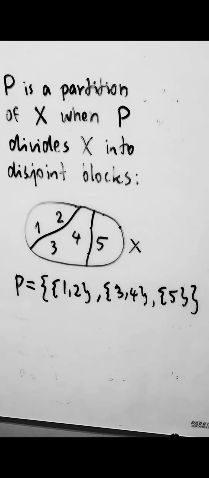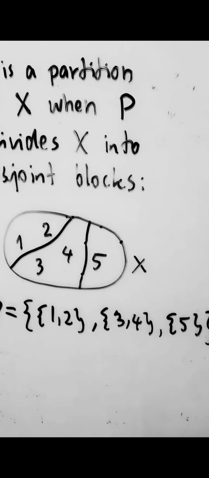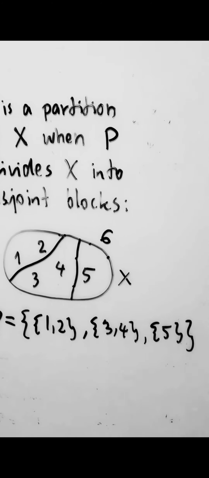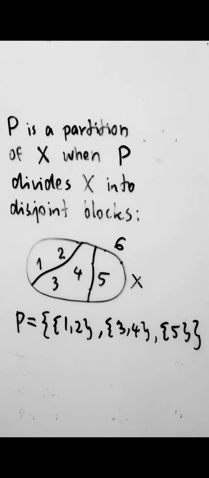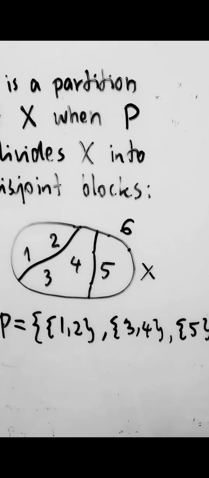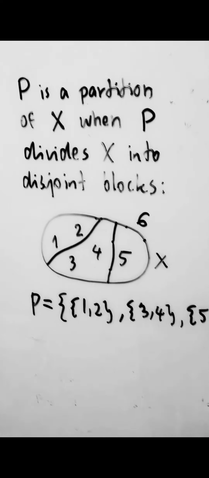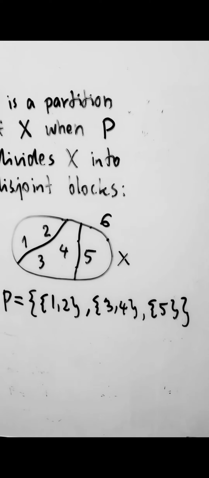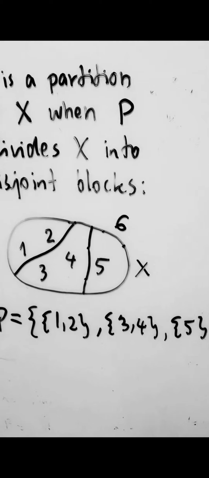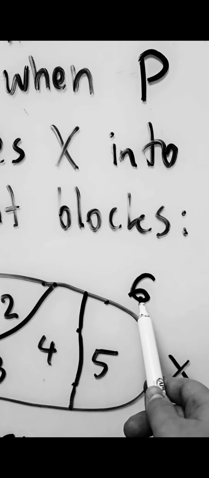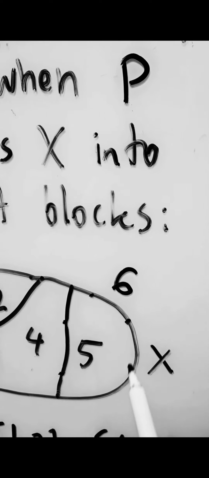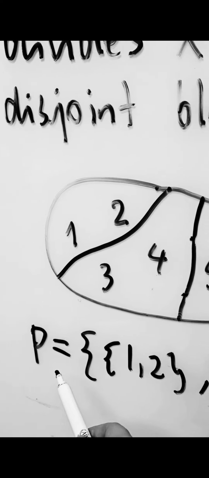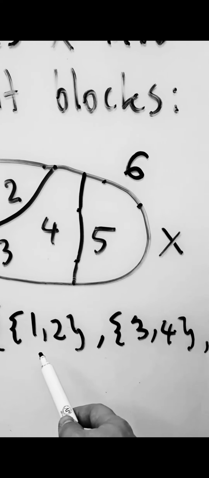Neither can there be elements that are left out of being inserted in any of the blocks. X cannot have an element 6, which does not belong to any of the blocks. If it did, then such P would no longer be a partition of X. Why? Because for the element 6, there must exist a unique element of P that contains 6. Well, in this case, there does not exist any.